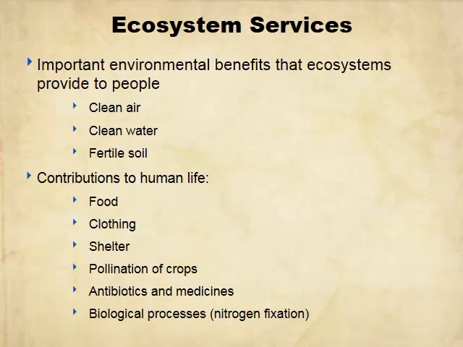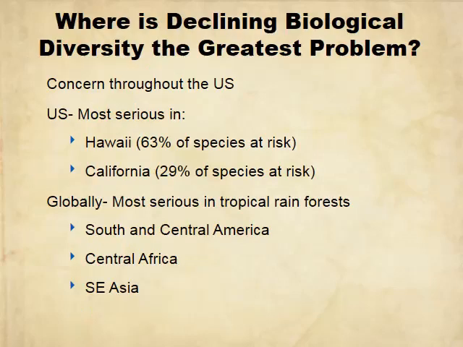And then you have other contributions like food, clothing, shelter, and pollination of crops. Without bees, we wouldn't have our fruits and vegetables, because bees pollinate those crops. So now with the declining bees, we're having really big issues with pollinating our crops. As you saw in the previous slides, you have those antibiotics and medicines that we would never find if we didn't have this biodiversity. And biological processes like nitrogen fixation, which we need to grow crops to provide ourselves with food.